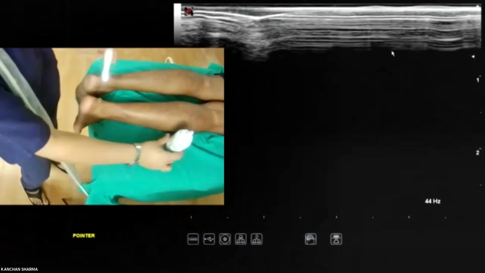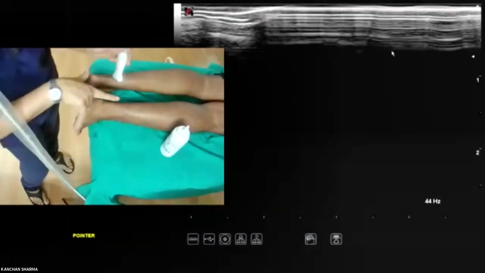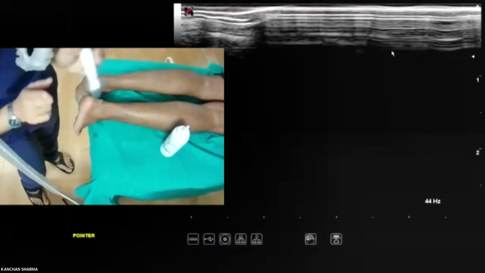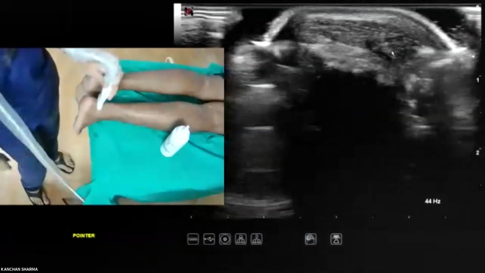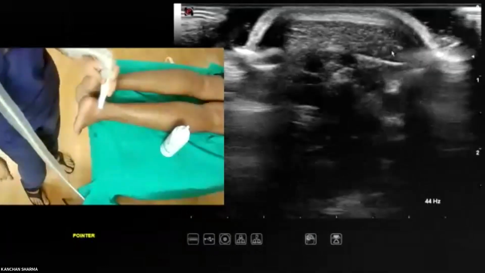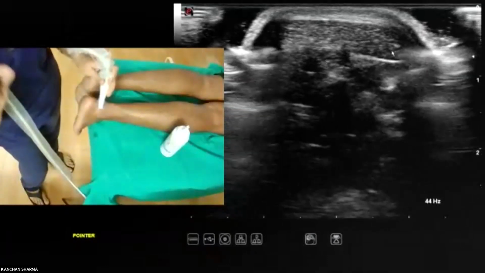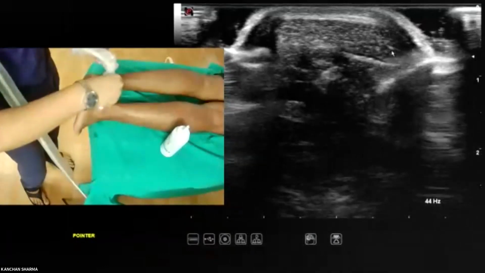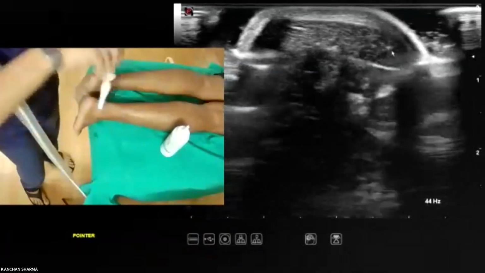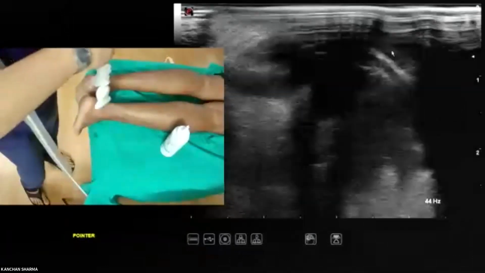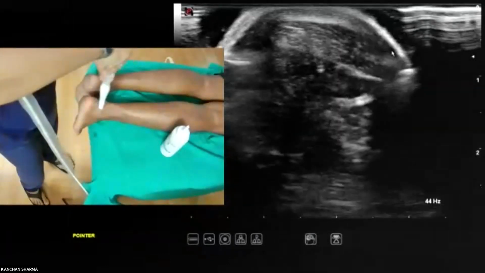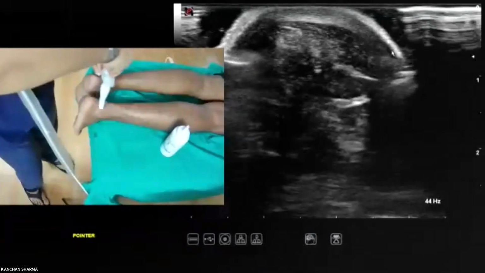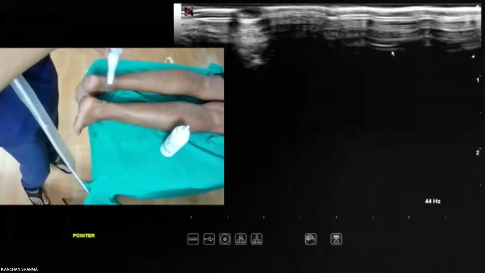Now, what can you do? Now, this was the Achilles tendon. This is my probe. Now the probe is in the short axis. I'm looking at the Achilles tendon in the short axis. Now, if I am going like this, again my hand is... wait, just give me a second. So if this is the probe, and I'm going from here.